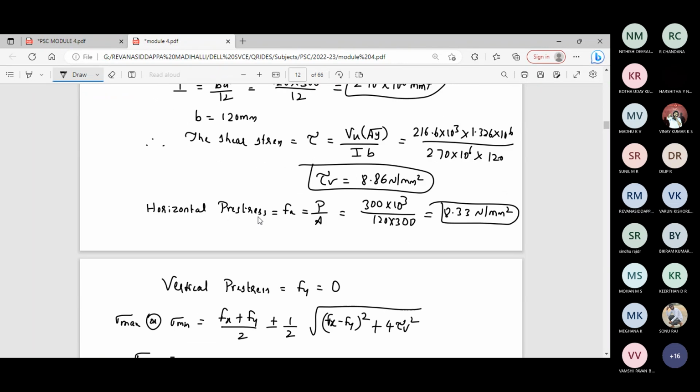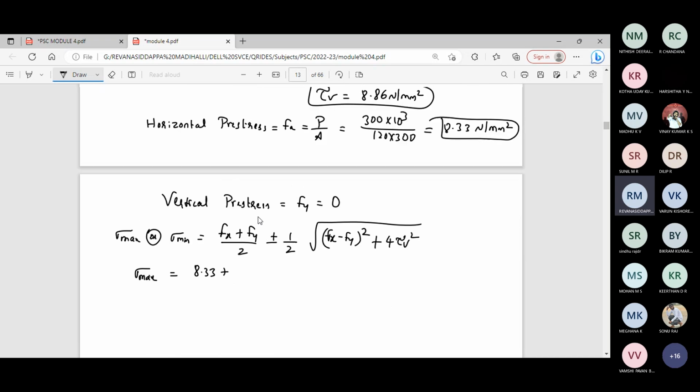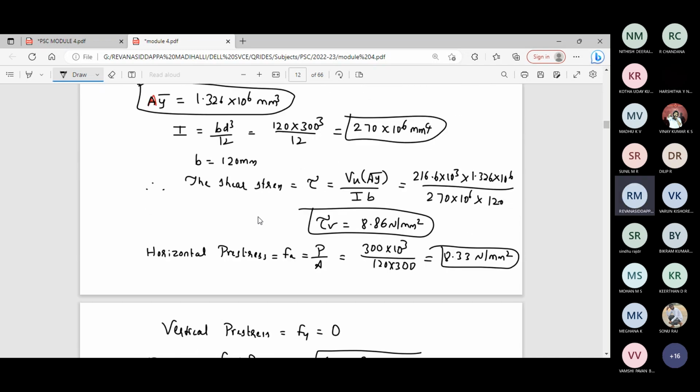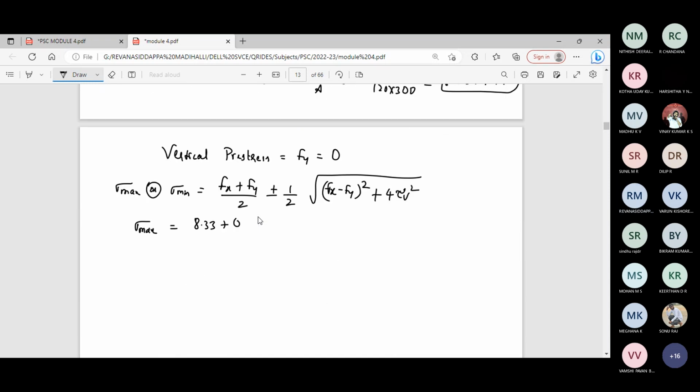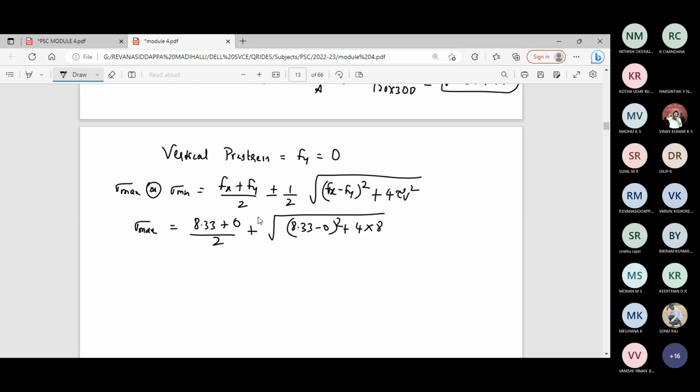Fx is 8.33 plus Fy is 0, divided by 2, plus root of 8.33 minus 0 whole square plus 4 into tau v, shear stress 8.86 square. So sigma max is equal to, please cross check the answer, 13.95 Newton per mm square.